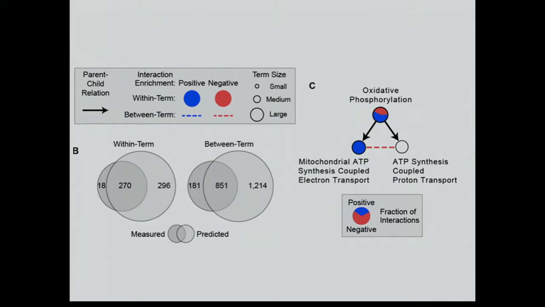And so here's another good example. It's quite intuitive that gets pulled out. You find that oxidative phosphorylation enriches for both positive and negative interactions. But the positive ones all go this way.